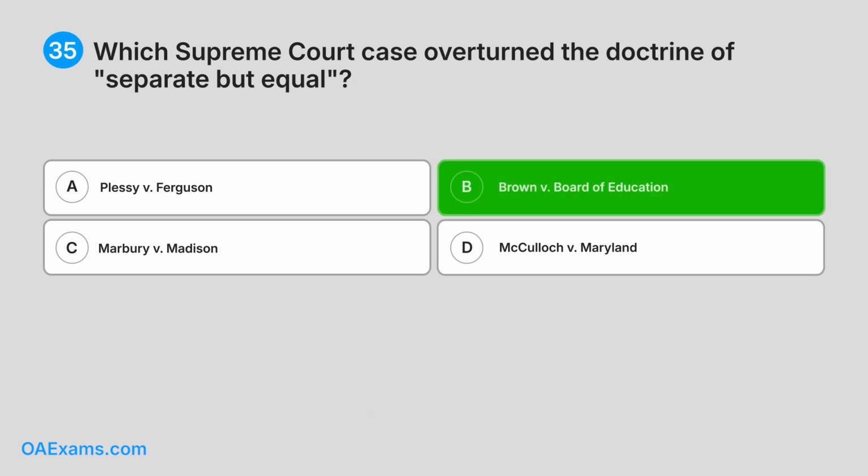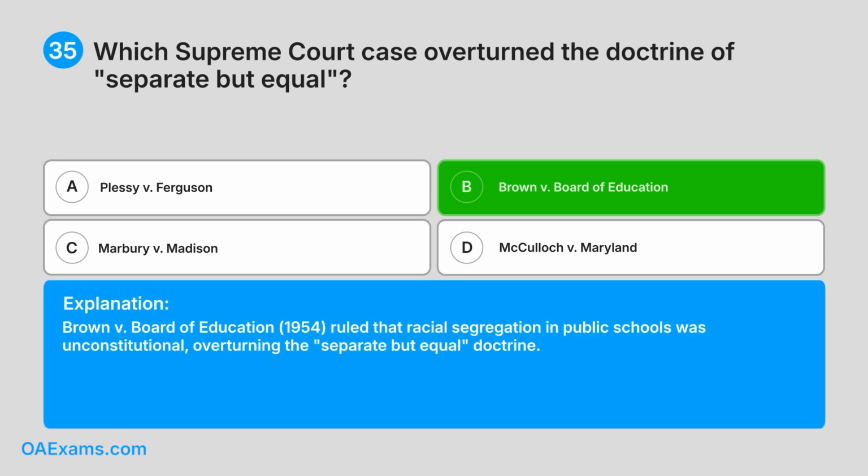Correct answer: B. Brown v. Board of Education. Explanation: Brown v. Board of Education, 1954, ruled that racial segregation in public schools was unconstitutional, overturning the separate but equal doctrine.